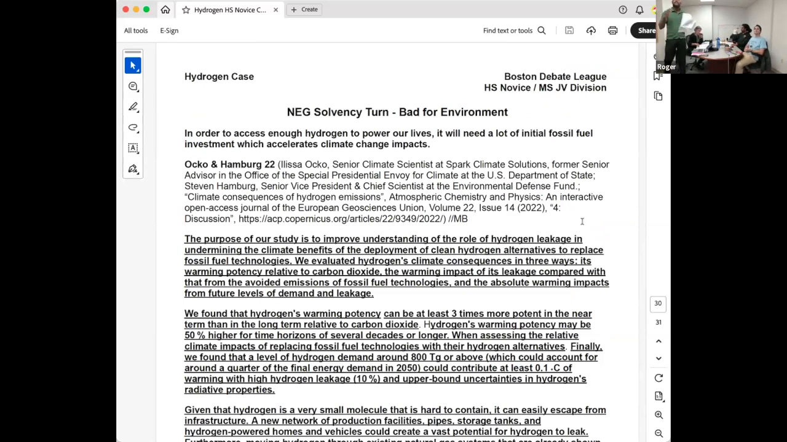So right now, the affirmative is trying to tell you this story that, hey, climate change is a real issue and we need to invest in hydrogen to actually solve this problem. That's the thing. We agree 100% climate change is an issue. We're not contending that at all. The only thing where we differ is, how do you actually solve it, right? But I gotta tell you, judges, the affirmative team is hiding a secret. They have not told you that in order, this is page 30, in order to access enough hydrogen to power our lives, it will need a lot of initial fossil fuel investment, which accelerates climate change impacts.